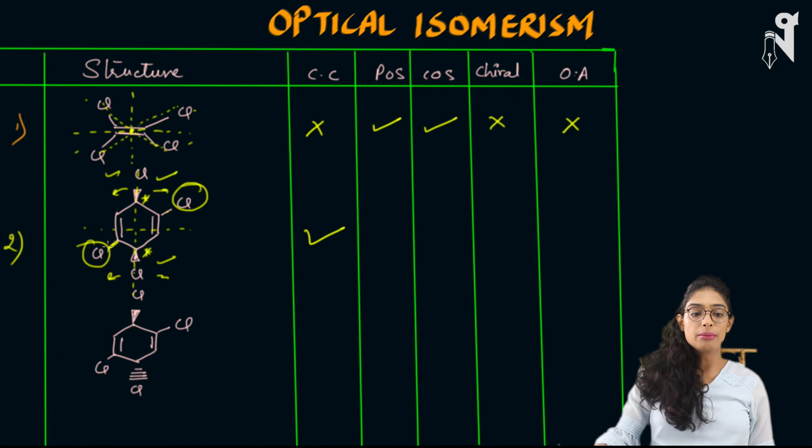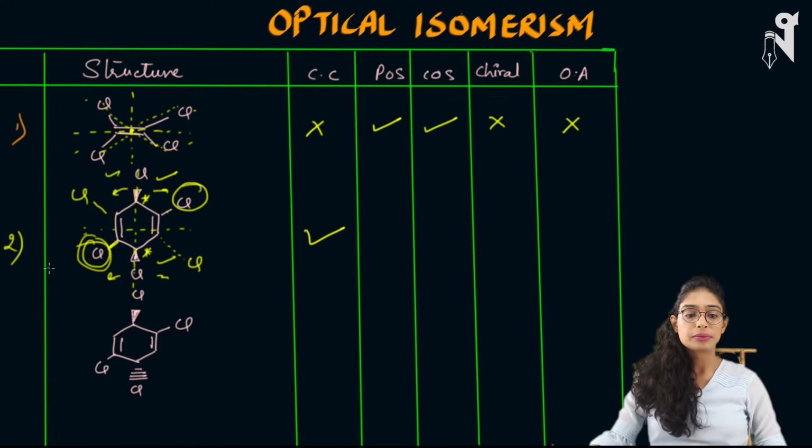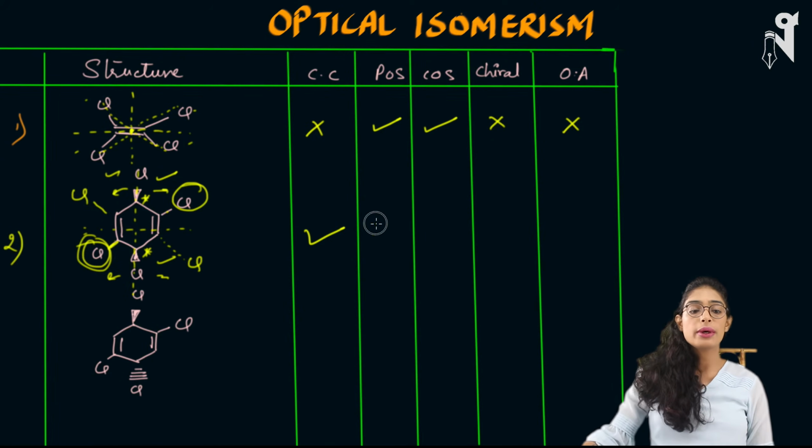But are we forming the mirror image of this chlorine at this side? The mirror image is supposed to be this side. Here should be the mirror image. But are we getting it? No. For this chlorine, here should be the mirror image. Are we getting it? No. So no POS.